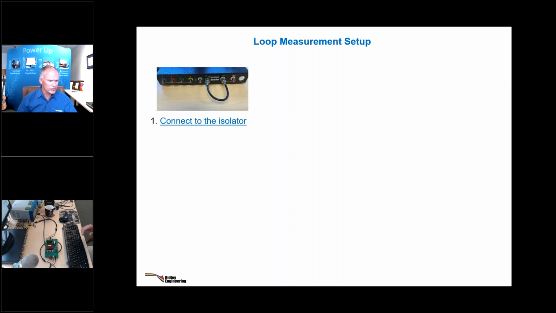Okay, setup. Let's do this. If you look on your camera, you should see our test setup here. I was going to have this set up in advance, but that's kind of boring. So what we do first is take a cable and connect our source to our isolator. One thing we've done with the Ridley Box is we've got this great big injection isolator inside that box there.